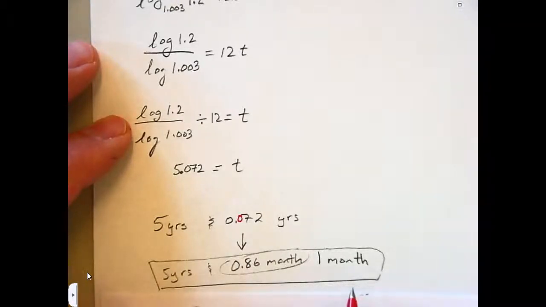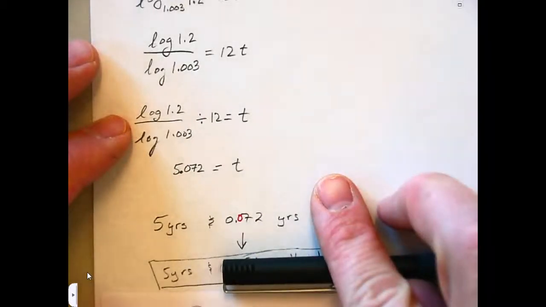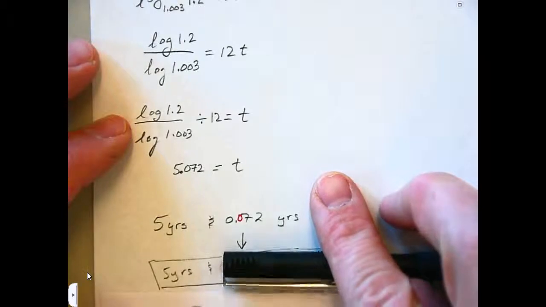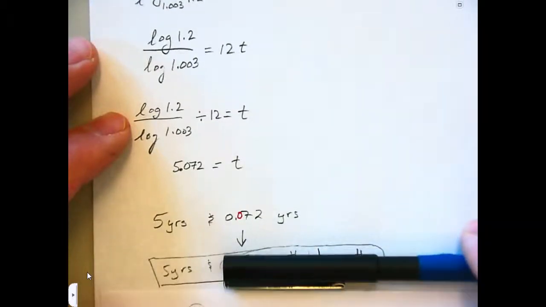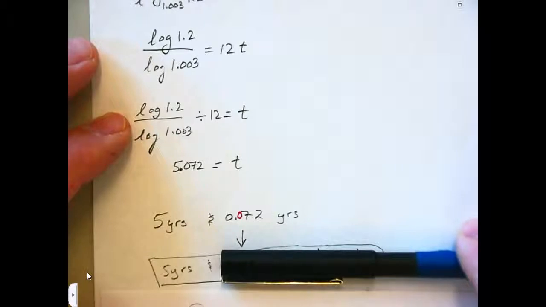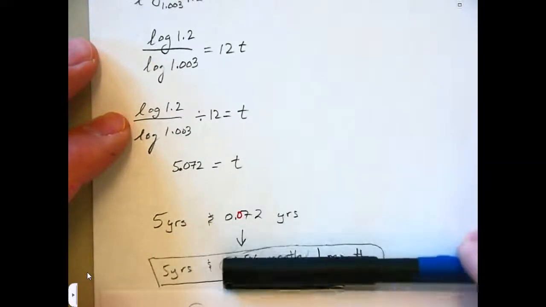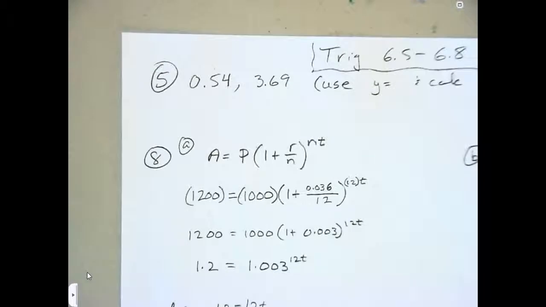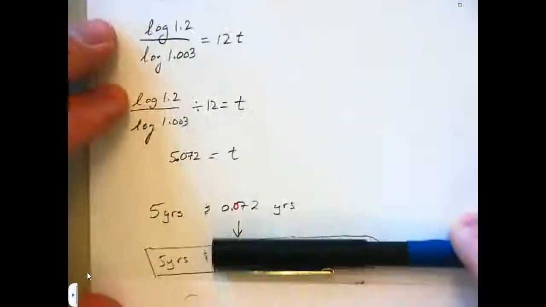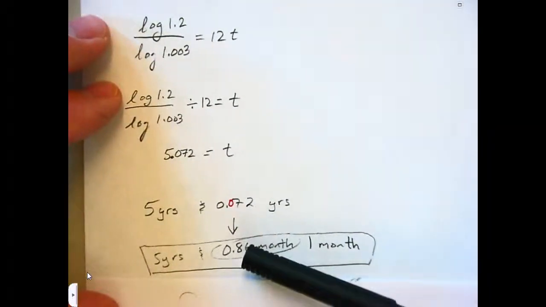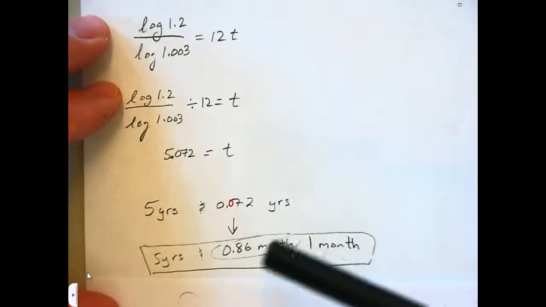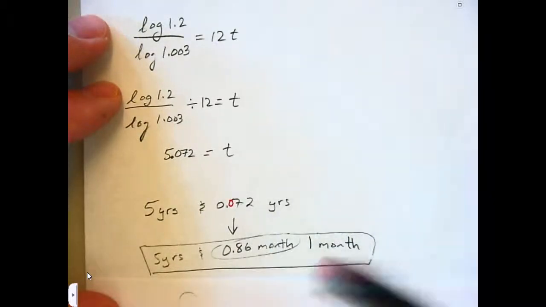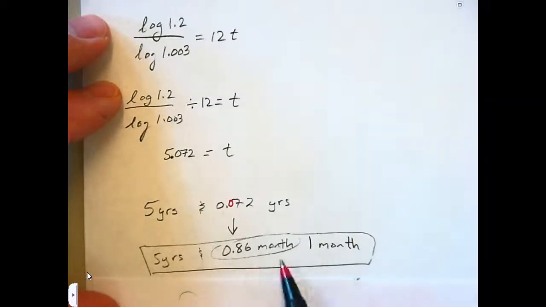1 month. Now, why don't I just call it 5 years? It is monthly, but at 5 years, have I exceeded my $1,200? No, that doesn't happen until 86 hundredths of a month. Well, we don't do anything until the end of the month in this problem because it's monthly. Therefore, it would be 5 years and 1 month.